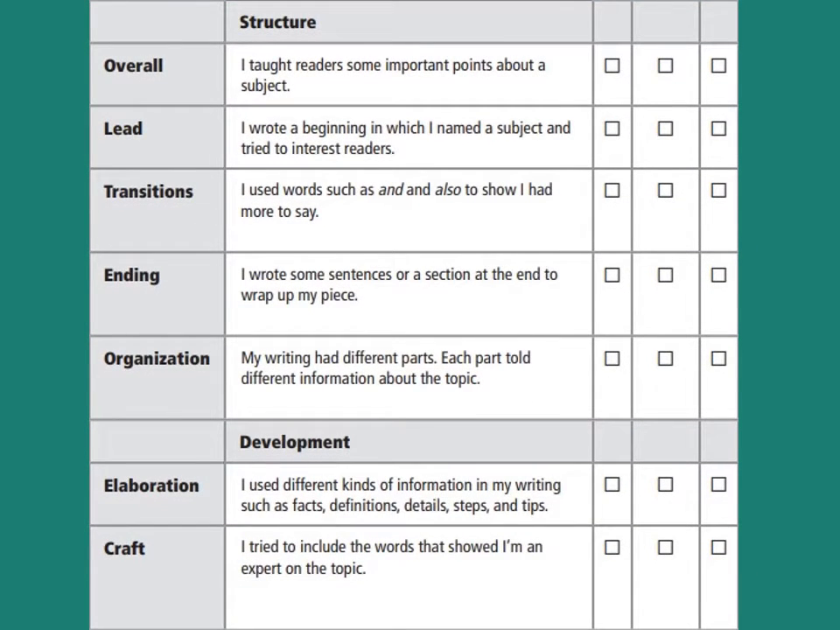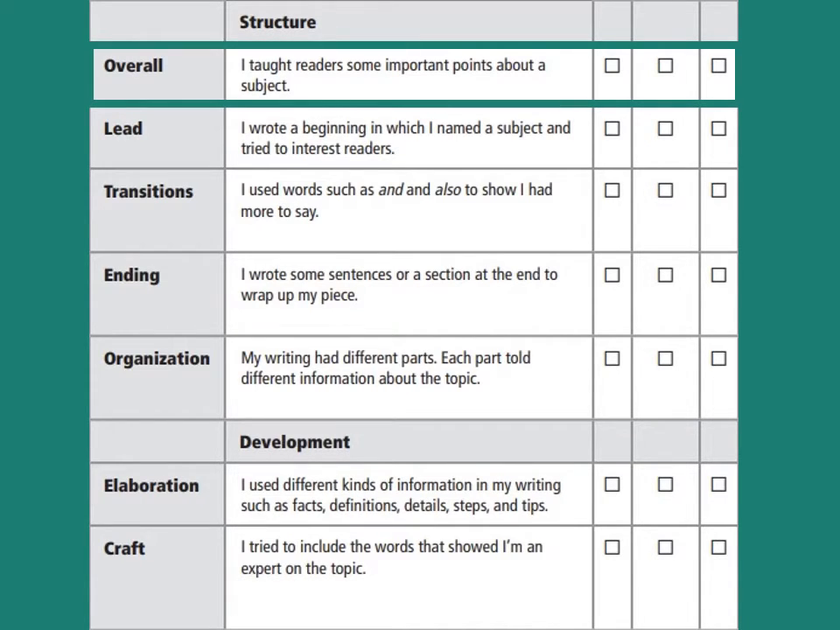So here's a basic checklist. It doesn't have everything on it, but it's got a lot of the important things. And you can see up here, it says overall, I taught readers some important points about a subject. Think about your writing. If you're writing about dancing or Minecraft or riding a bike or something like that, do you feel like your reader is going to learn something? Okay. The next thing I want you to look at is here.